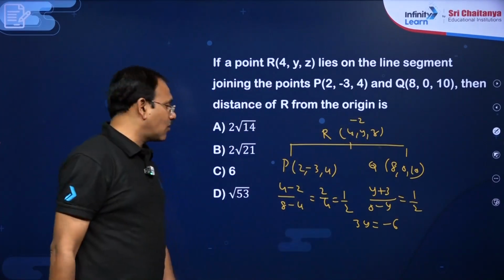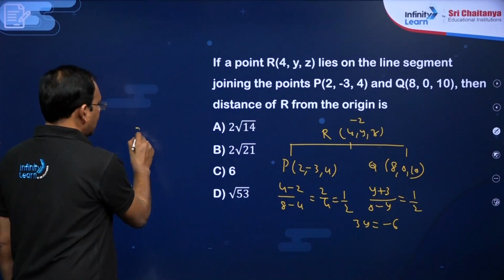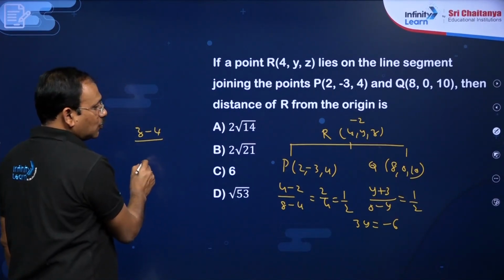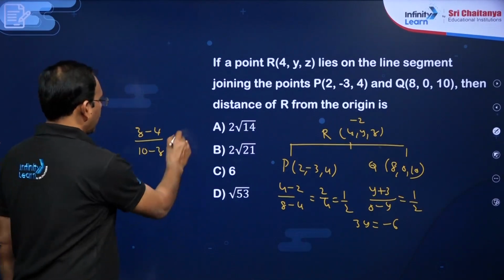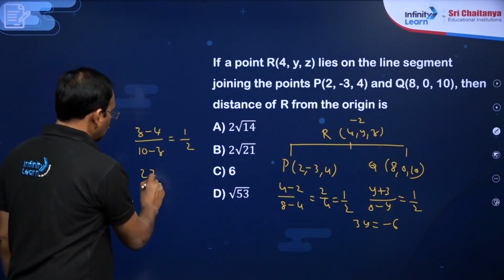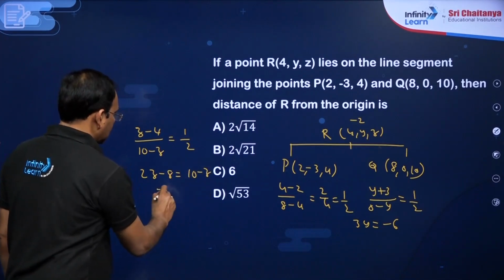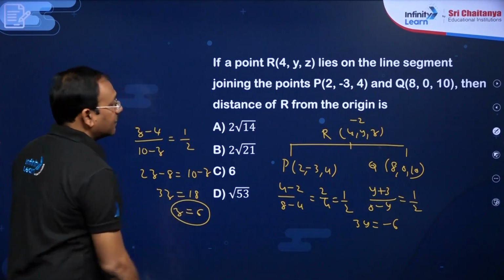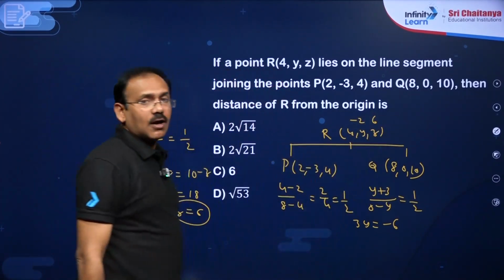In the same way, for the z coordinate, dear friends, you can write (z minus z1) by (z2 minus z). This is also 1 by 2, dear friends. 2z minus 8 is equal to 10 minus z. 3z is equal to 18, z must be 6. If z is equal to 6, dear students, this is the point R we got.